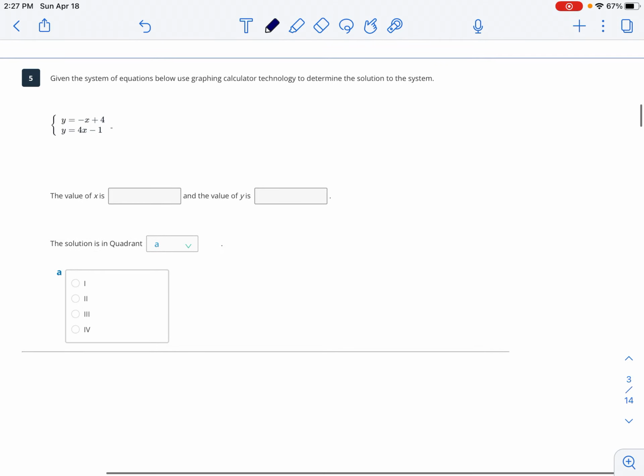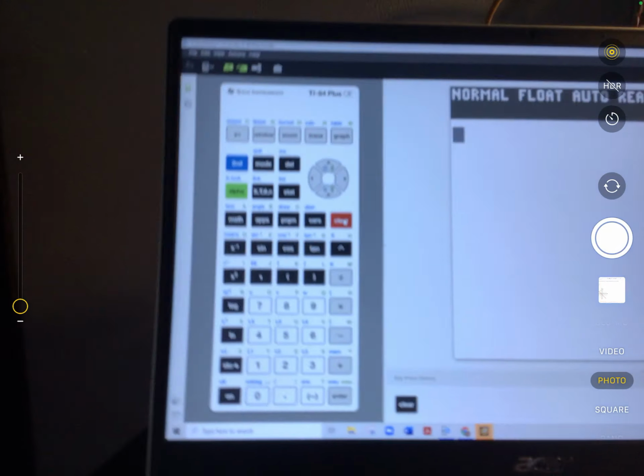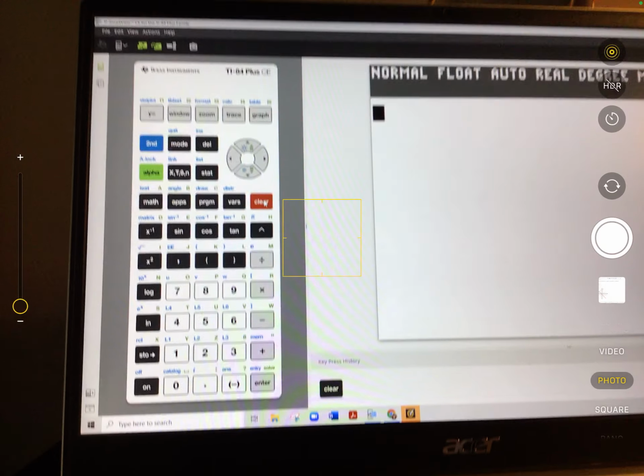So then number 5, given the system of equations, I'm going to use graphing technology to determine the solution. So this is going to be a bit janky because I don't have a graphing calculator on my iPad, which is how I'm currently recording this for you. So what I am going to do is attempt to just -x plus 4 and 4x minus 1. Okay, I'm going to try and memorize that so I can do this. So I'm just going to hold you up to my iPad.